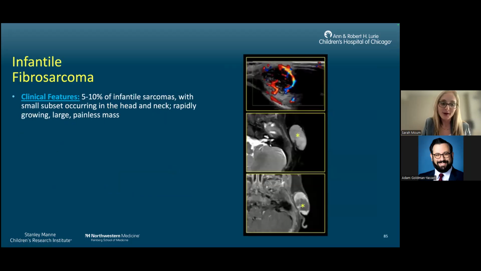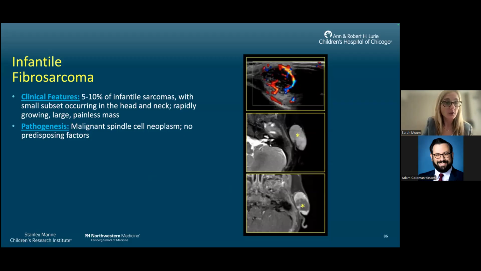Okay, moving on from rhabdomyosarcoma, we're going to next talk about infantile fibrosarcoma, another important entity to remember in the infant population. Infantile fibrosarcomas represent 5 to 10% of all infantile sarcomas, and a subset of these will occur in the head and neck. These present as rapidly growing, large, painless masses. The imaging I'm showing here was for a 4-month-old with an enlarging mass for 3 weeks. These are malignant spindle cell neoplasms, and there are no predisposing factors to this pathology.